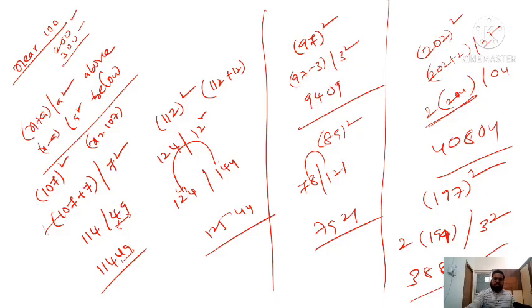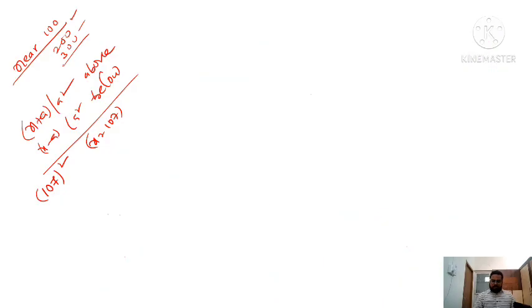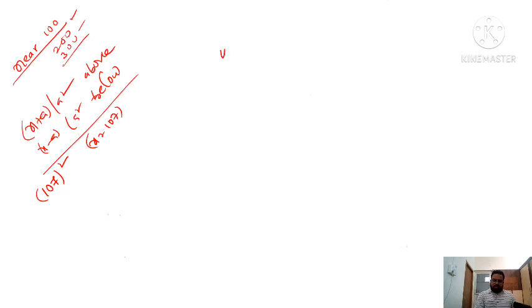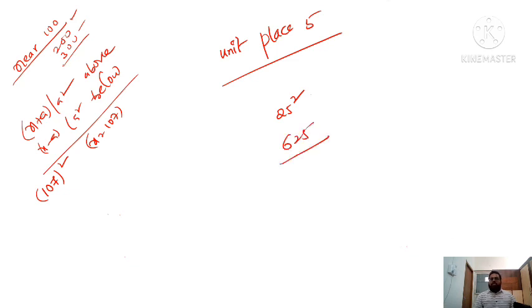So the next one is numbers with 5 in the unit place. In case 25 square, we know it is 625. How to get 625? An easy way to multiply 25 square: 5 square is 25, and 2 times the next number, 3, is 6. 625 is the answer.